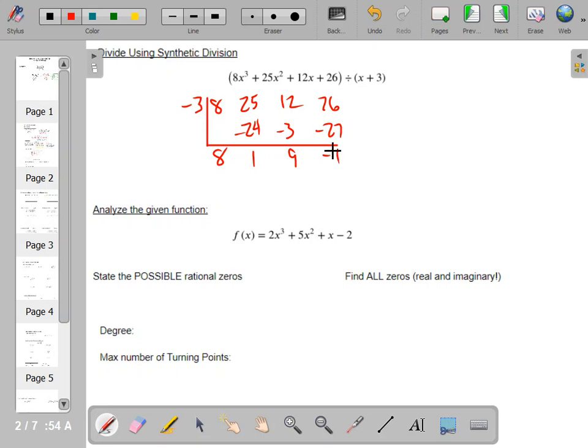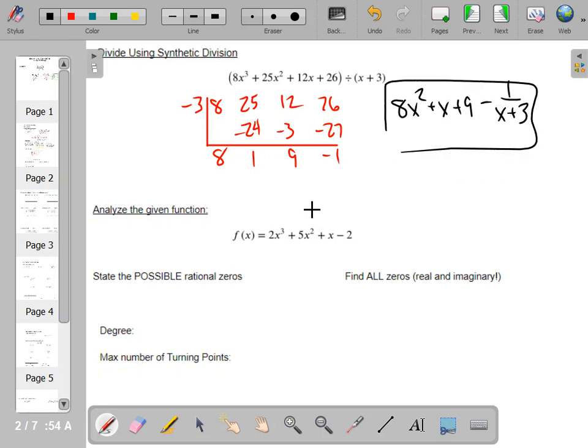So since it's not 0, I know that this is not actually a factor, but I can write my answer. We've done it a couple different ways. One way is this is now a quadratic, so let's write 8x squared plus x plus 9. And then you can write the remainder as 1 over x plus 3. That's one way to write your answer.